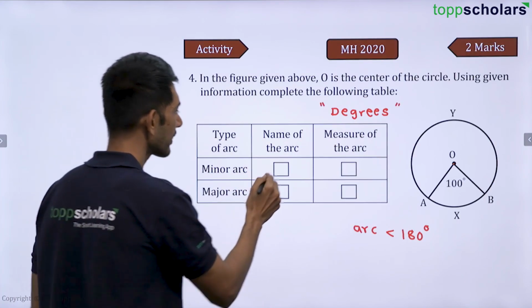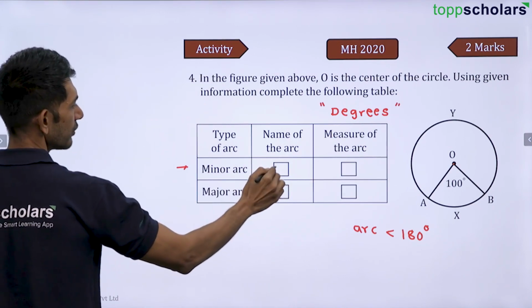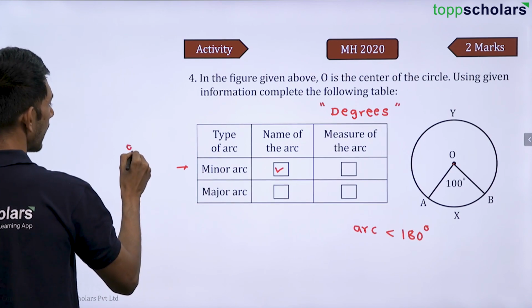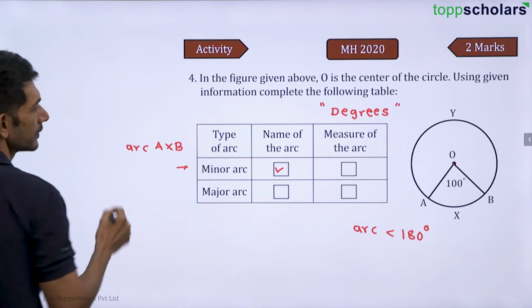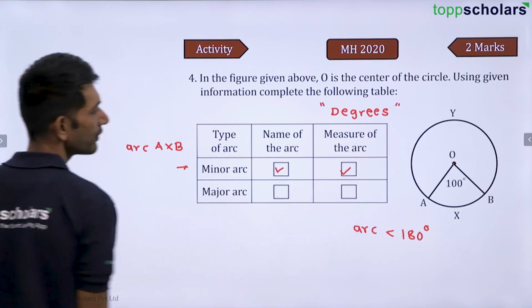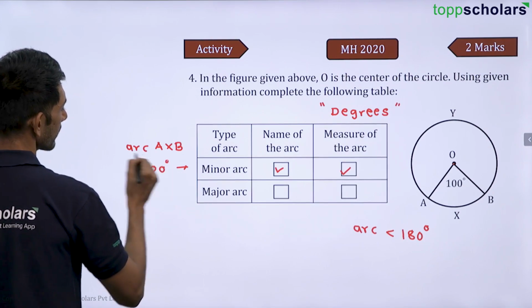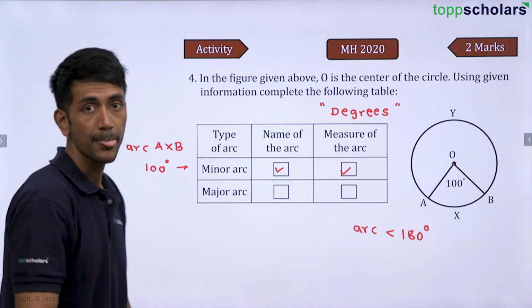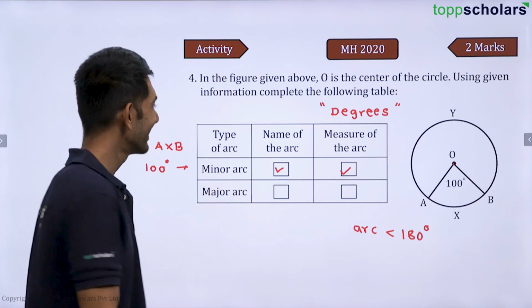So minor arc is what? See, in this box you are going to fill arc AXB, and in this box you are going to fill the measure. Measure is 100 degrees. I hope this is clear. Now let's talk about major arc.